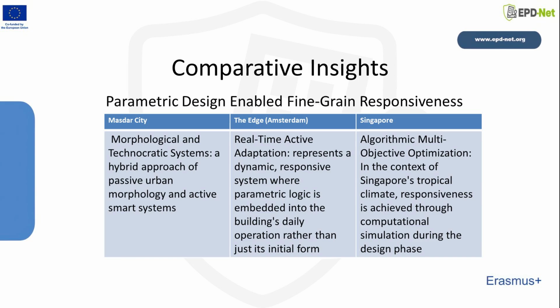The design process treats specific elements, such as window-to-wall ratio (WWR), overhang projection, and orientation, as variables to optimize for the triple bottom line: social, environmental, financial. Unlike the Edge's active sensors, Singapore's responsiveness is embedded in the static geometry of the building envelope, optimized to maximize natural cooling and daylighting while minimizing solar heat gain before construction begins.